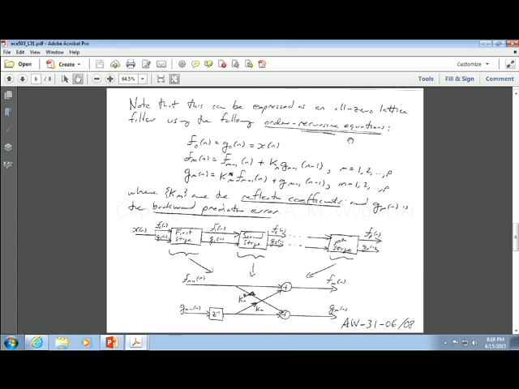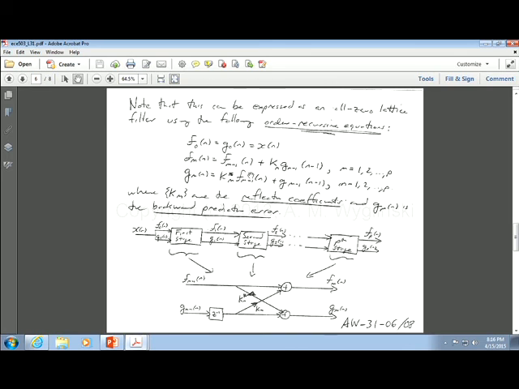Remember the lattice? I have a cascade of all these stages. So I have the first stage. So F0 of n, that's my zeroth forward prediction error. First stage, first prediction error. Second stage, second prediction error, and so on to the p-th stage. And at each stage, I have that lattice structure, right? I have the reflection coefficients, and then I have this g thing, the bottom branch with all the delays. What's that? That's my backward prediction error.